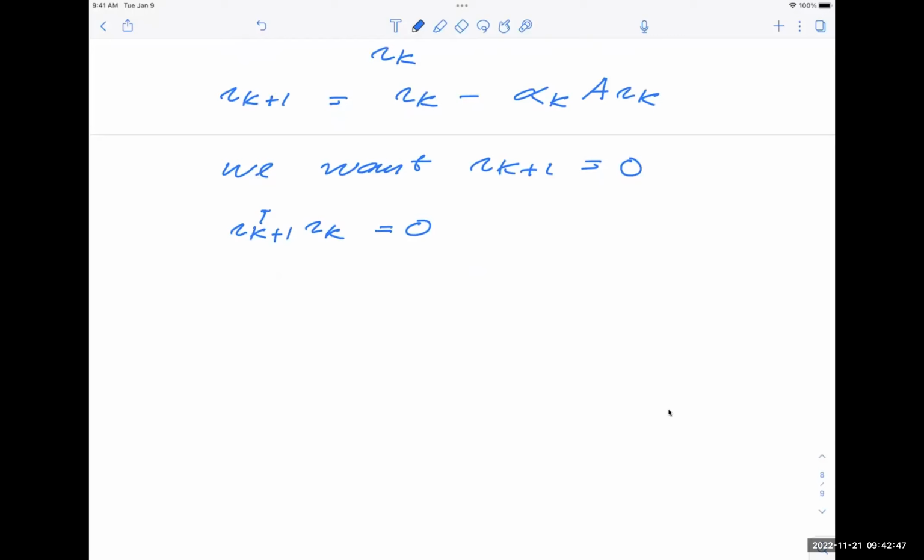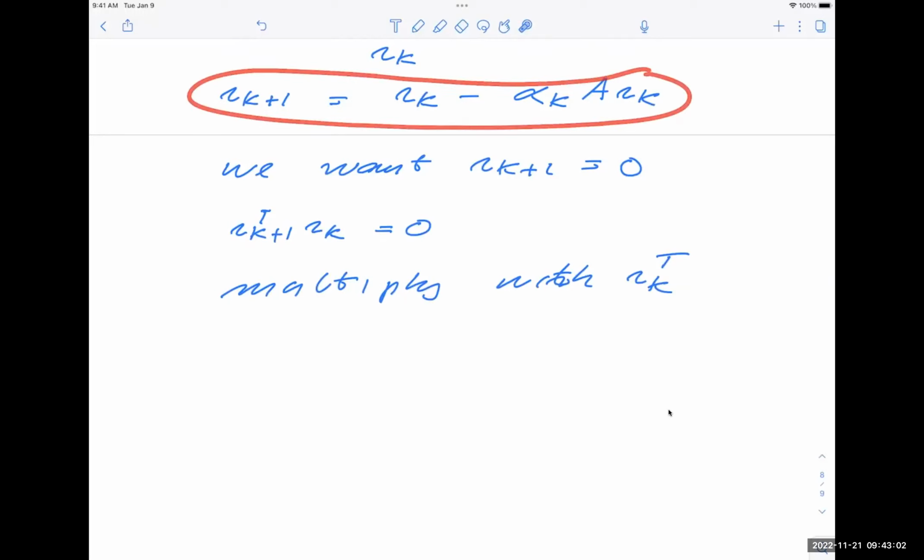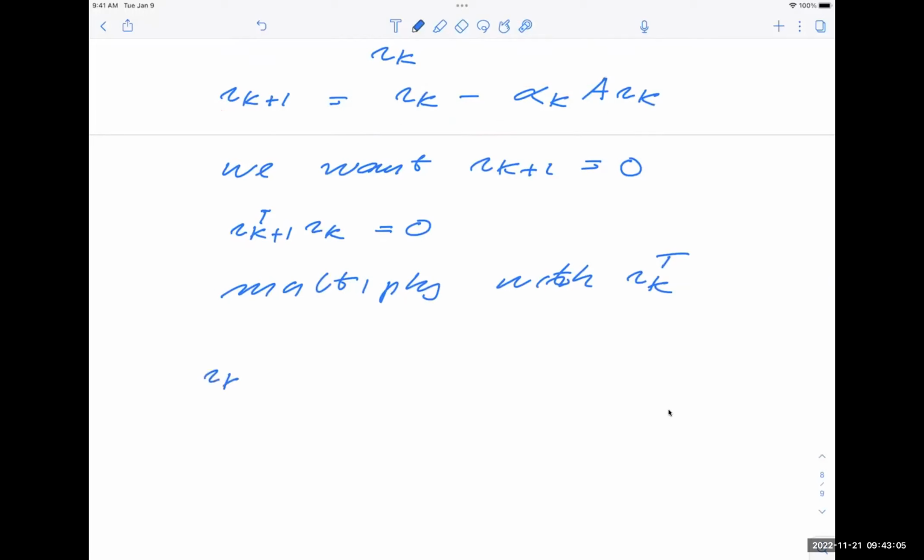If I then multiply with r_k transpose on both sides of this equation, which you see here, what we get then is r_k transpose times r_{k+1} is equal to r_k transpose times r_k minus alpha. Alpha is just a constant, and then I have r_k transpose multiplied with A of r_k.